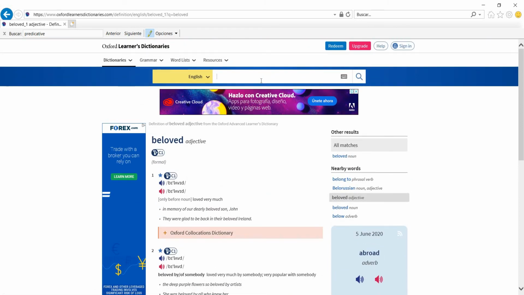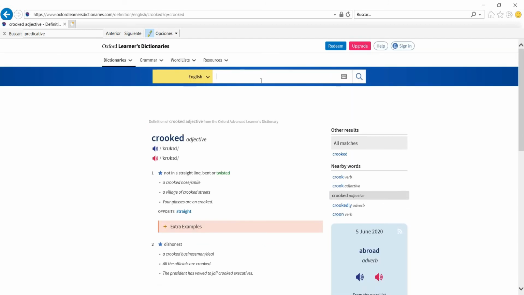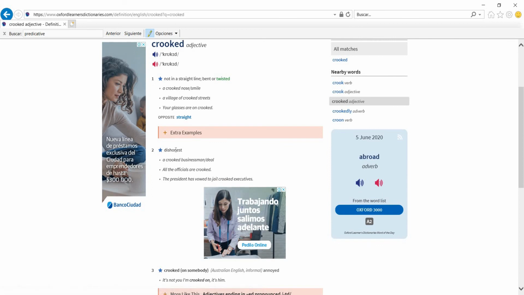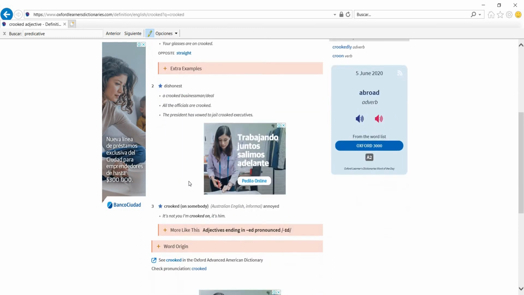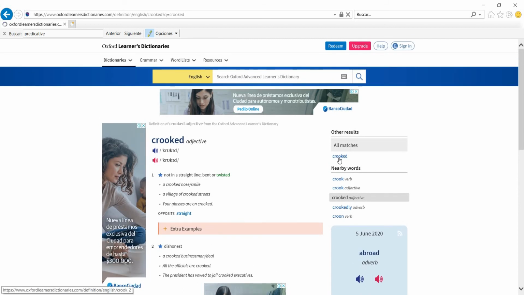The next one is crooked. Oh, I skipped blessed, because they're not alphabetical here. Okay, I will go back to that one. So a crooked nose, a crooked smile, crooked streets. Your glasses are crooked. This means not straight, but it also means dishonest. So a crooked businessman, a crooked deal. Officials are crooked. Okay, annoyed, but this is Australian. But we also have another version.